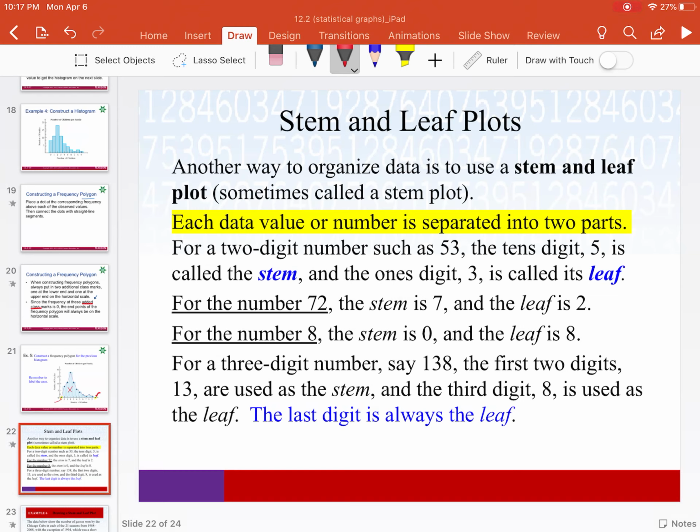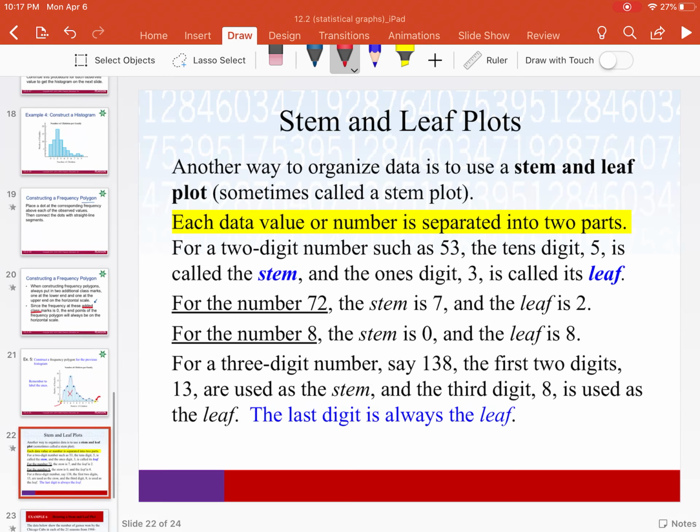This is actually my favorite, the stem and leaf. Each data value or number gets separated into two parts. For a two-digit number such as 53, the tens digit is the stem, and the ones digit is called the leaf. So for the number 72, the stem is 7 and the leaf is 2. For the number 8, the stem is 0 and the leaf is 8. So the ones digit is always the leaf.